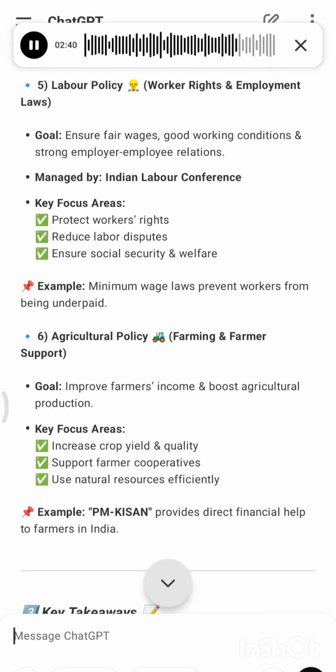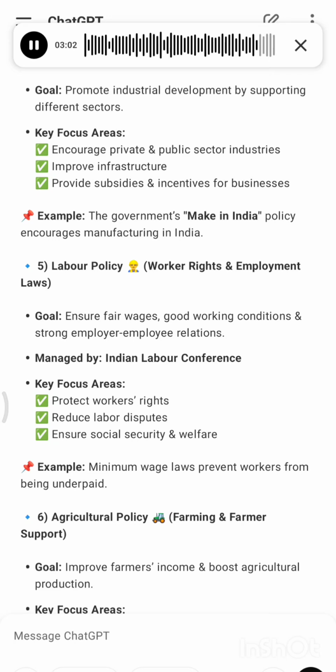6. Agricultural policy: farming and farmer support. Goal: improve farmers' income and boost agricultural production. Key focus areas: increase crop yield and quality, support farmer cooperatives, use natural resources efficiently. Example: PM Kisan provides direct financial help to farmers in India.